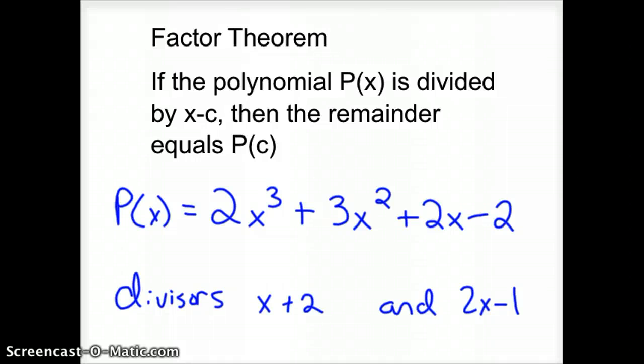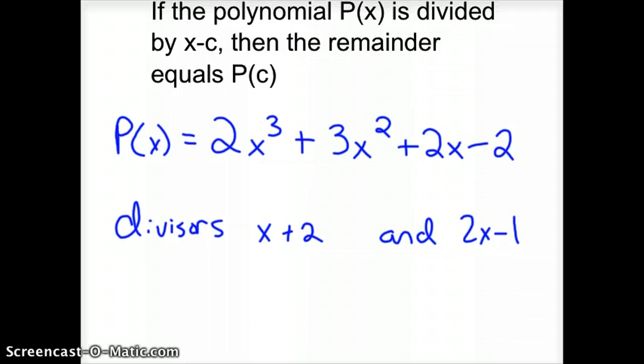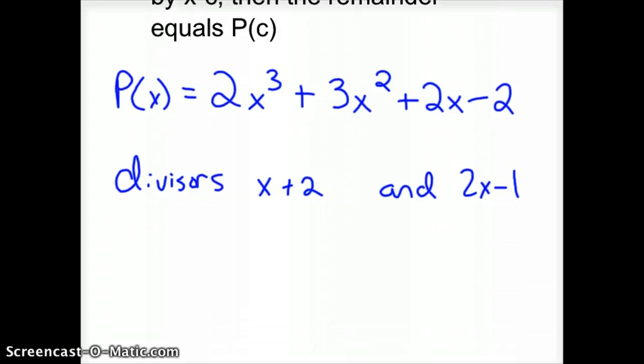Alright, the factor theorem. If a polynomial, p of x, is divided by x minus c, some constant, then the remainder will always equal p of c. So here's an example. I give you p of x as 2x cubed plus 3x squared plus 2x minus 2. And then we're going to divide that function by x plus 2 and 2x minus 1. We'll just do it one at a time.